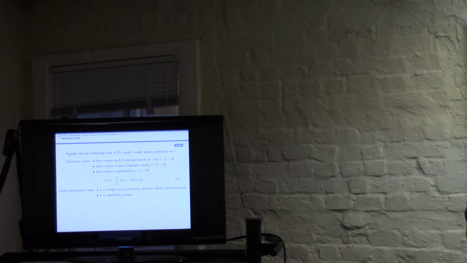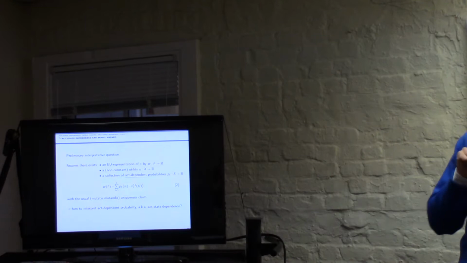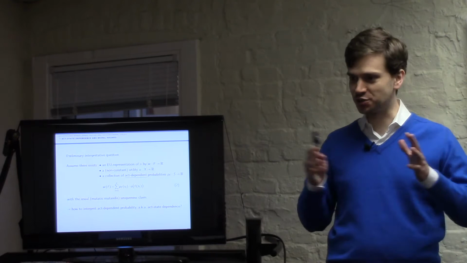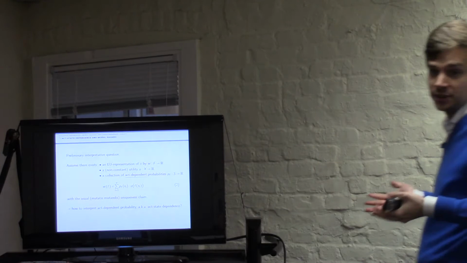Okay? And act dependent means the probability of the state given the act is different from the probability of the state. Exactly. This is why it's also called act-state dependence. Act-state dependence is short for the probability of the state depends on the act under which the state is envisaged, or something like that. Okay? So assume you have this in the data, and now you want to know how you should interpret this. What does it mean that there would be act-state dependence?